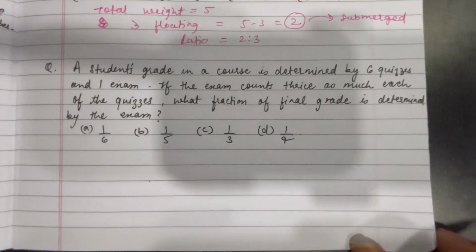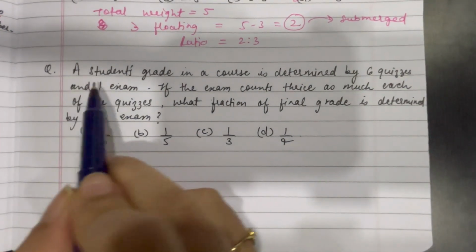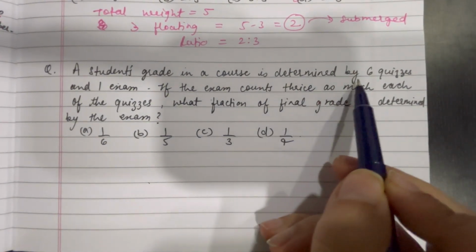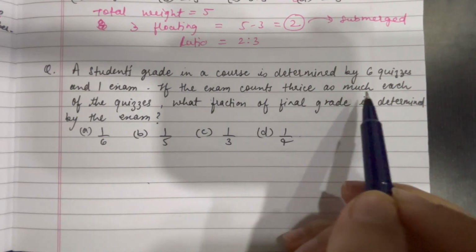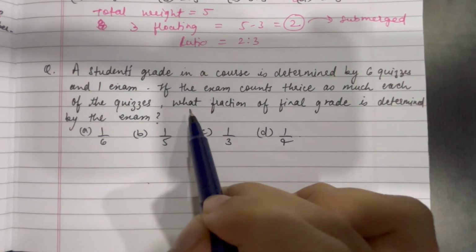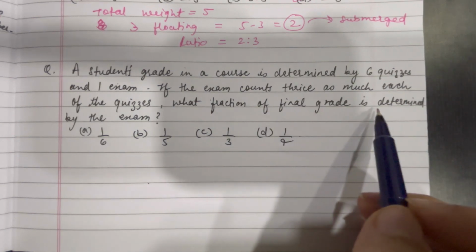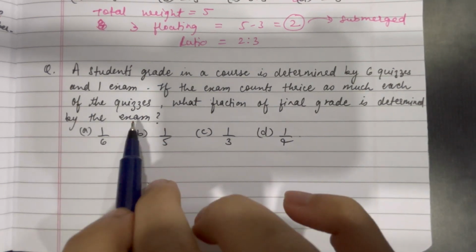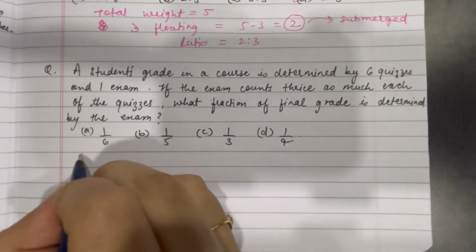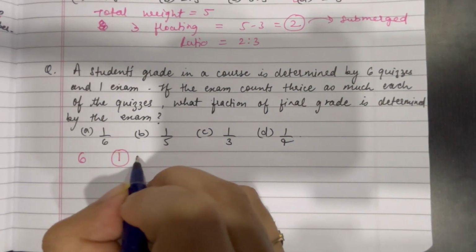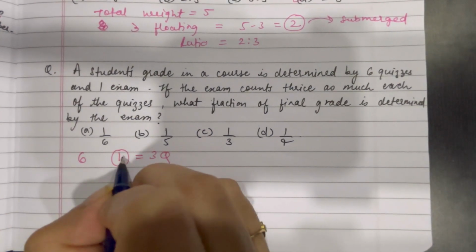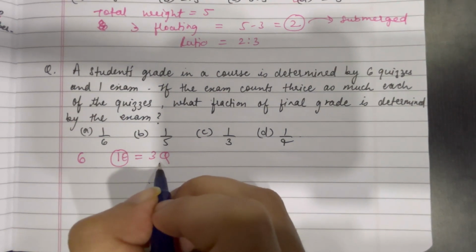Now, going to the last question for this session. A student's grade in a course is determined by 6 quizzes and 1 exam. If the exam counts thrice as much as each of the quizzes, what fraction of the final grade is determined by the exam? Okay, there are 6 quizzes, 1 exam. This 1 exam is considered equal to 3 quizzes.